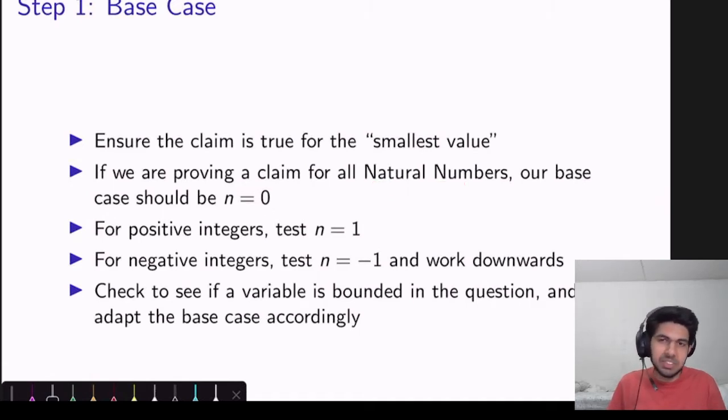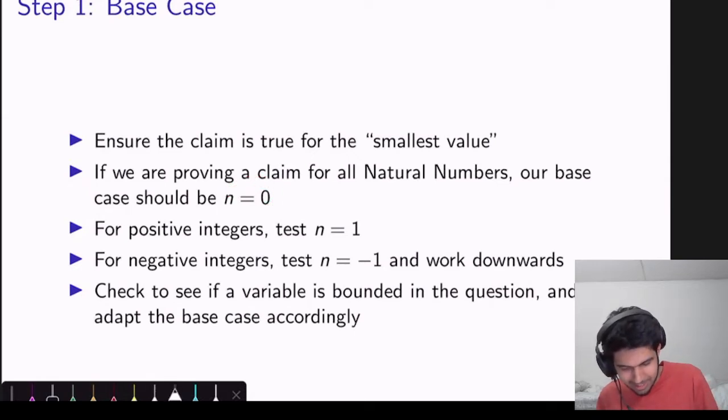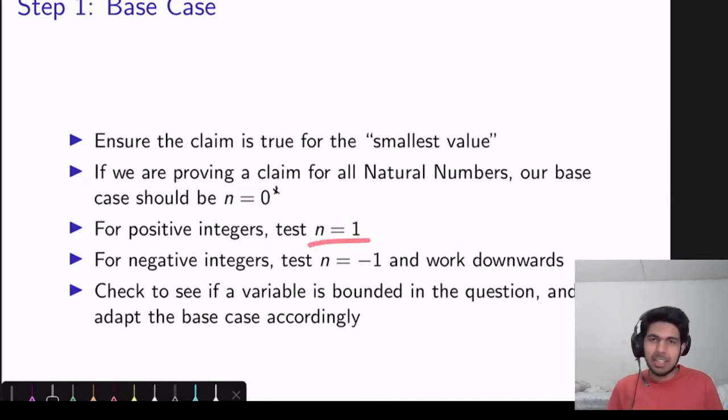So for example, if we're proving a claim for all natural numbers, our base case should be n equals 0. I guess this really depends on what you're doing, what class you're in. Some classes have natural numbers starting at 0. Some textbooks have them starting at 1. So just be a little wary about this. Let me just put an asterisk next to it. Okay, for positive integers, you would test n equals 1. I think that's pretty unanimous.